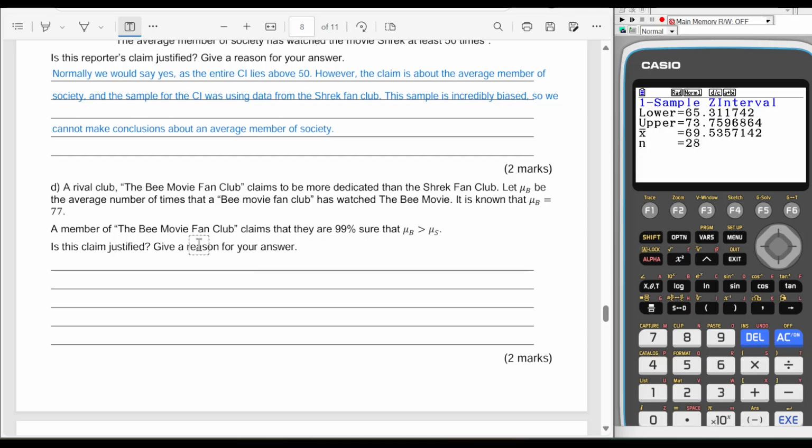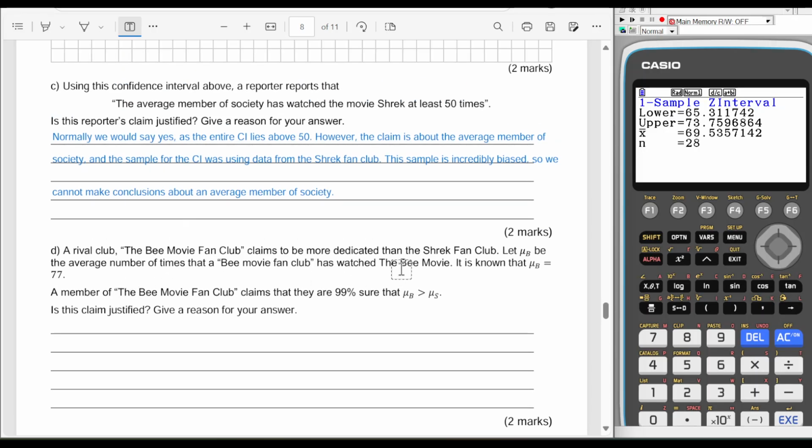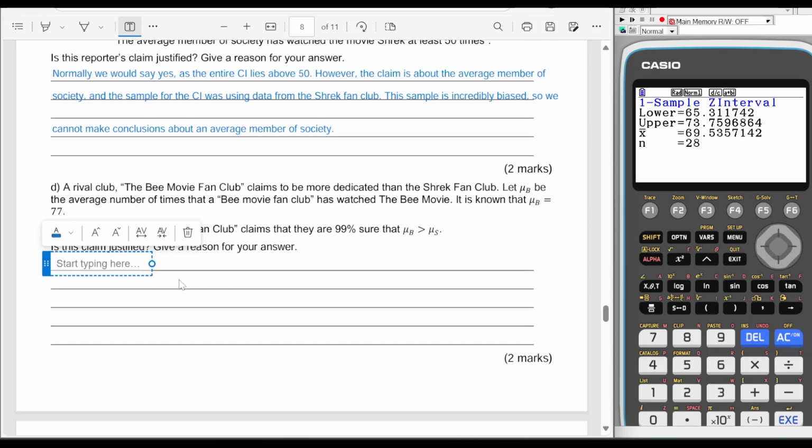Okay, Arrival Club, the B movie, claims to be more dedicated. So there we go. The B movie, it is known that the mean of the B movie is 77. So that is just a known fact. They're 99% sure that the mean of the B movie is greater than the mean of the Shrek fan club.